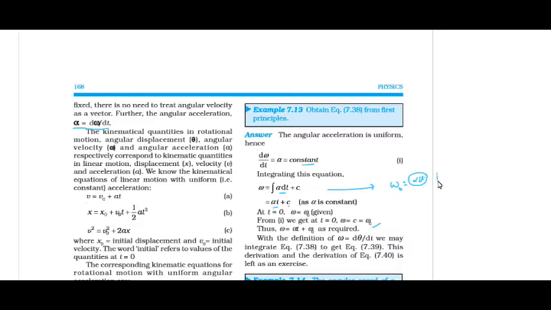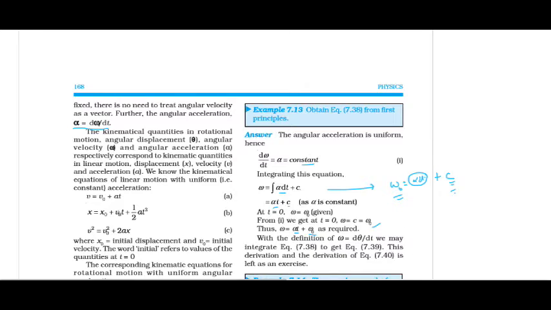This becomes 0. What is left? Only c. So omega naught is equal to c. So here, putting the values, omega is equal to alpha t plus, instead of c, we have put omega naught. With the definition of omega is equal to d theta by dt, we may integrate equation 7.38 to get 7.39. This derivation and the derivation of equation 7.40 is left as an exercise.